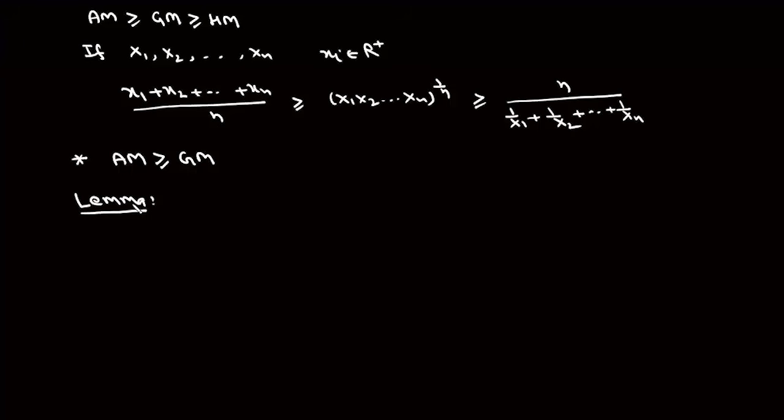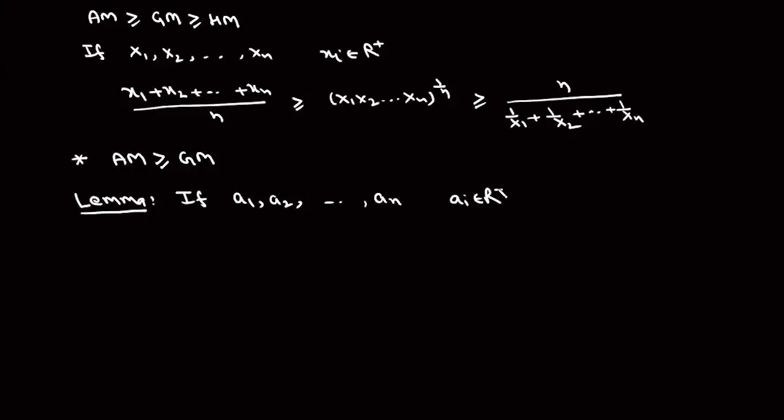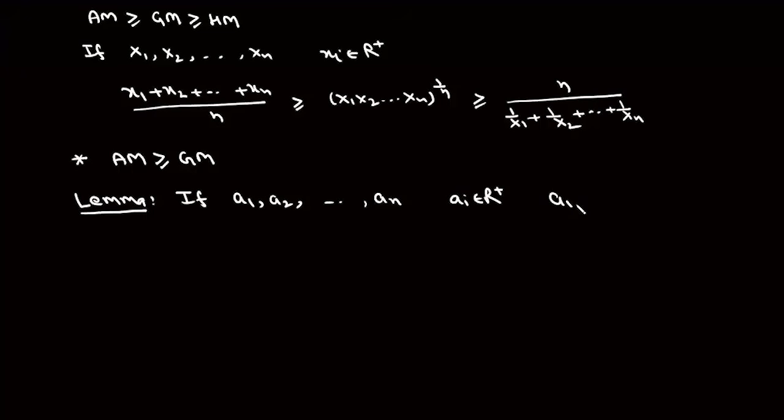Now, a lemma is nothing but a small proven statement which is used as a stepping stone to prove a larger or a more significant result. So basically, it is a helping theorem. So in this lemma, what we'll prove is if a1, a2 and an are positive numbers such that their product is equal to 1. So we are assuming a1 into a2 up to an, this product, is equal to 1.